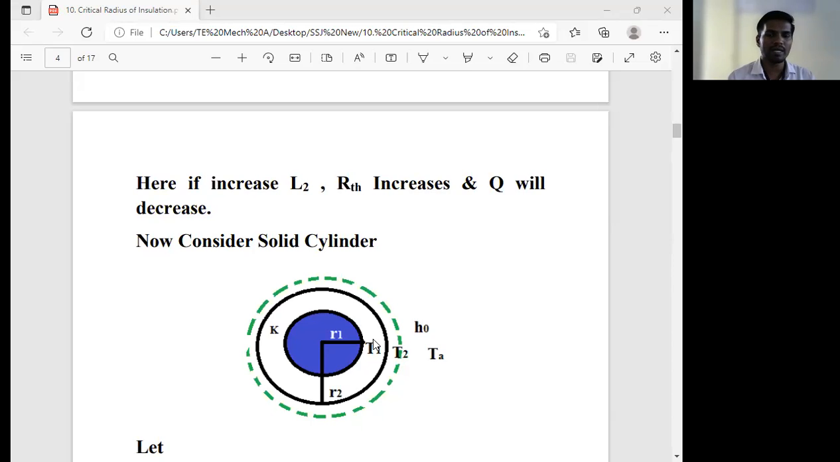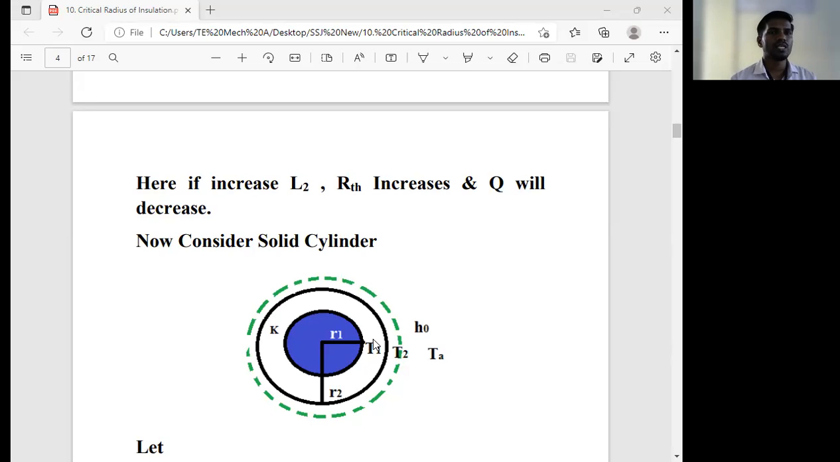OK, so that is nothing but TA, and heat transfer coefficient is given as HO, heat transfer coefficient for the outer surface. OK, it is mentioned as HO. So all have to draw this diagram. Whatever the blue color is there, this is a solid cylinder, and on that solid cylinder we have wound the insulation. OK, so can anyone tell me what is the thickness of the insulation?